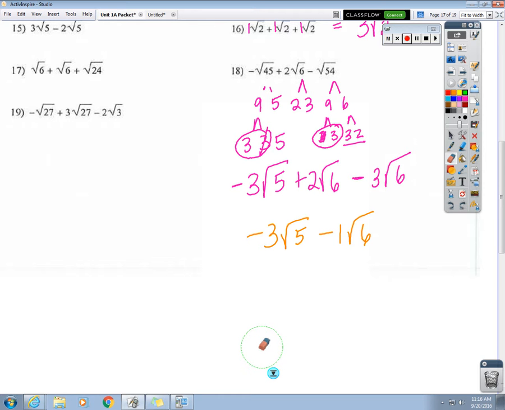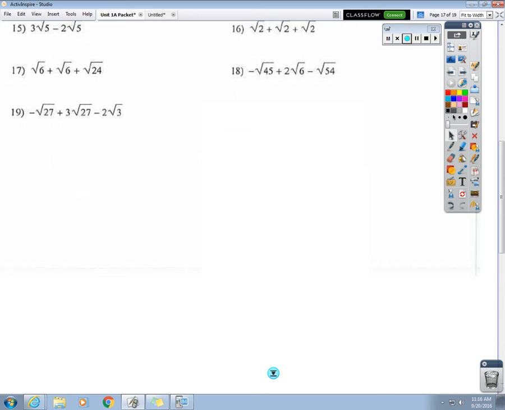Okay, now let's look at number 20. Can I erase this work? Yes. Okay, number 20. Can we currently add them as they are? No. Now, I know what some of you will try to do. You'll say, okay, well, those already match, so let's combine those to 2 squared is 24.